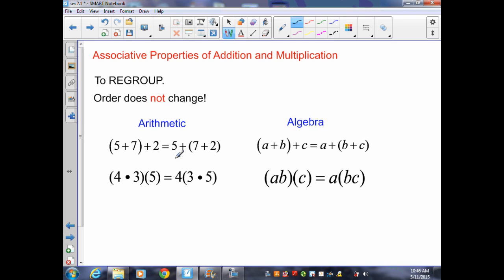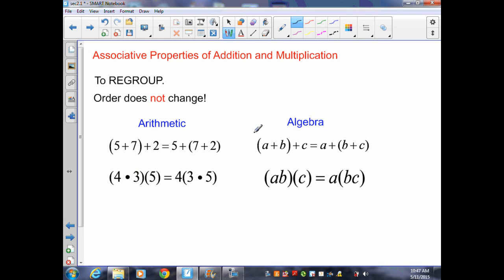Same for multiplication. 4 times 3 times 5 on the left, 4 times 3 times 5 on the right. This would give me 12 times 5, which is 60, and this would give me 3 times 5 is 15, times 4 would give me 60 also. Notice the order is the same on the left and right. It's the grouping that changed for the associative property.